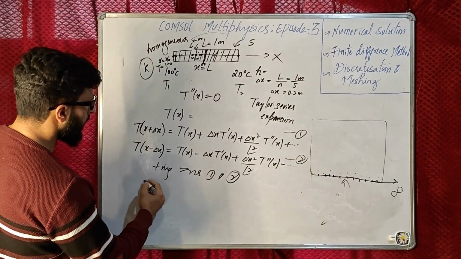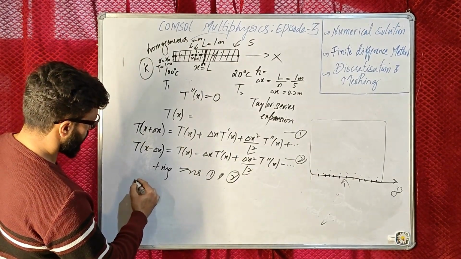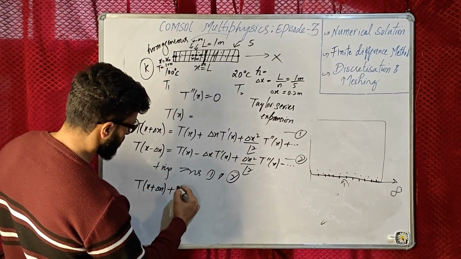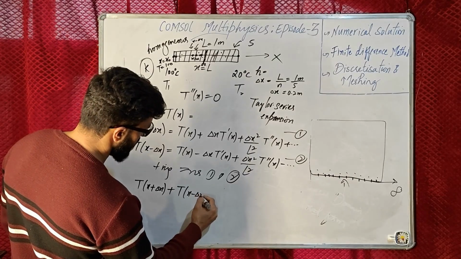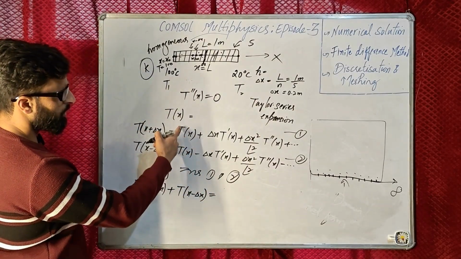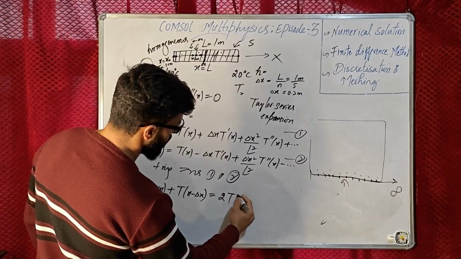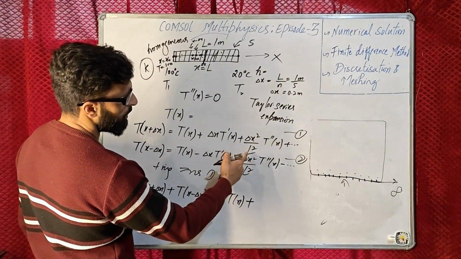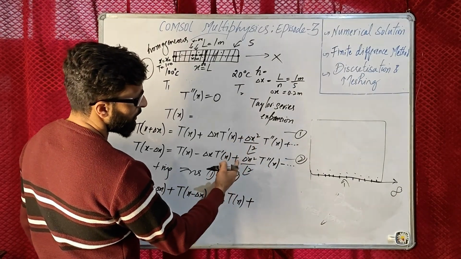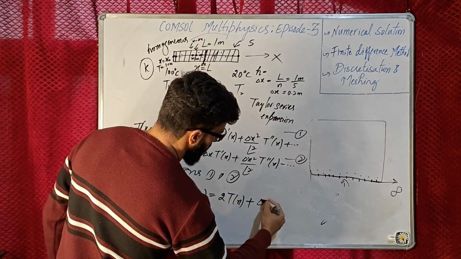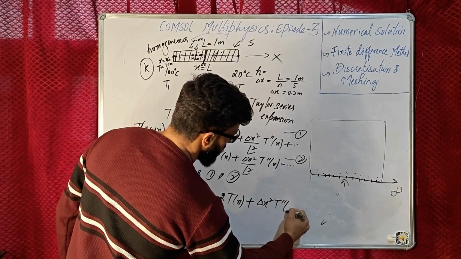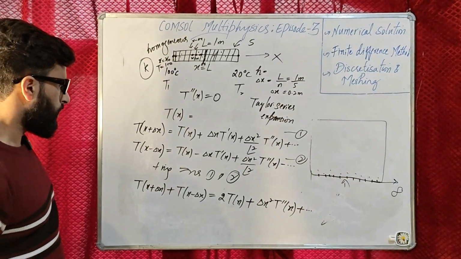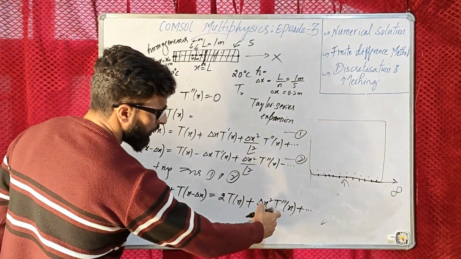When we add these two equations, what we get is t of x plus delta x plus t of x minus delta x is equal to, these two will add up, so 2 times t of x, these two will cancel out, then these two will add up, so 2 factorial is 2, delta x square by 2 plus delta x square by 2 is delta x square t dash dash of x, plus dot dot dot.